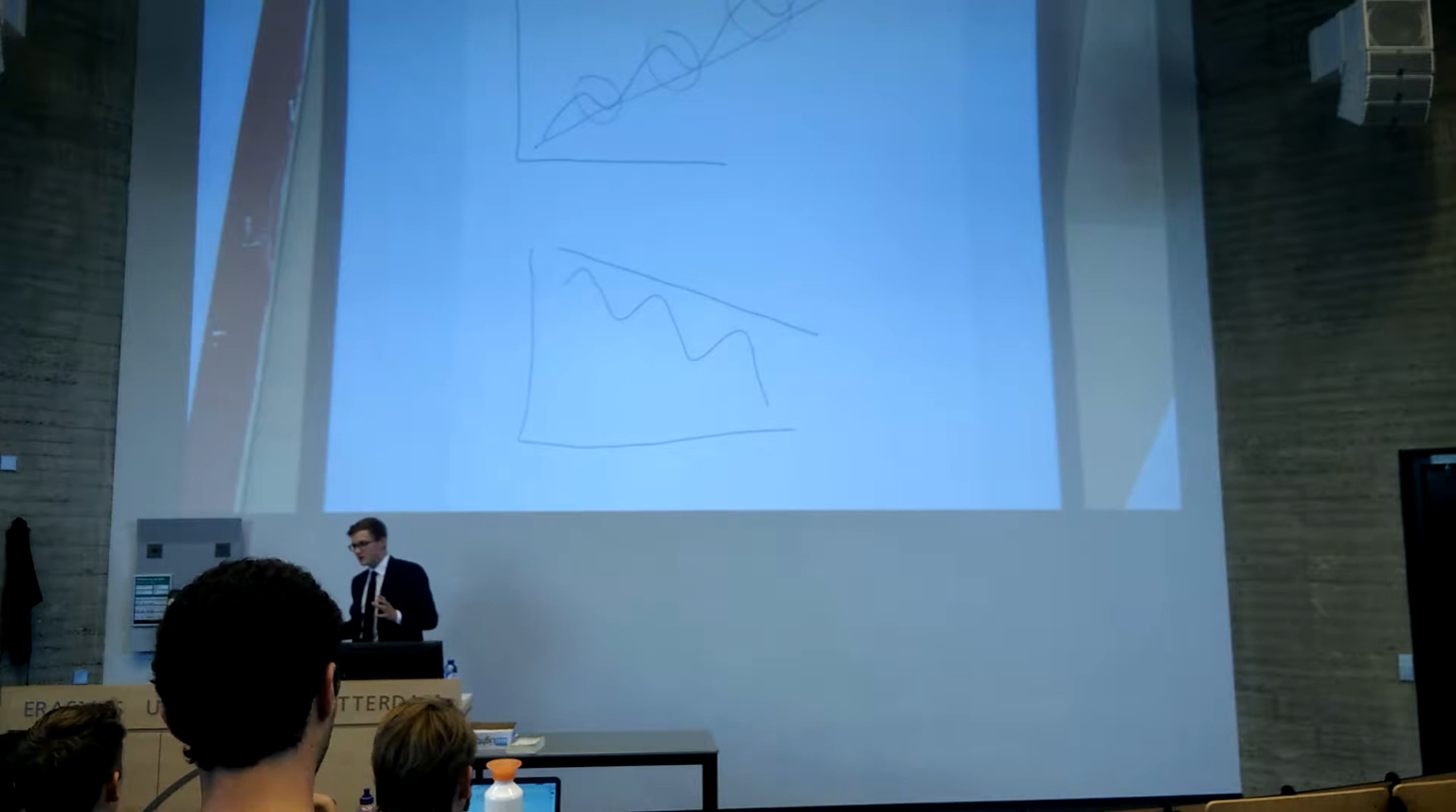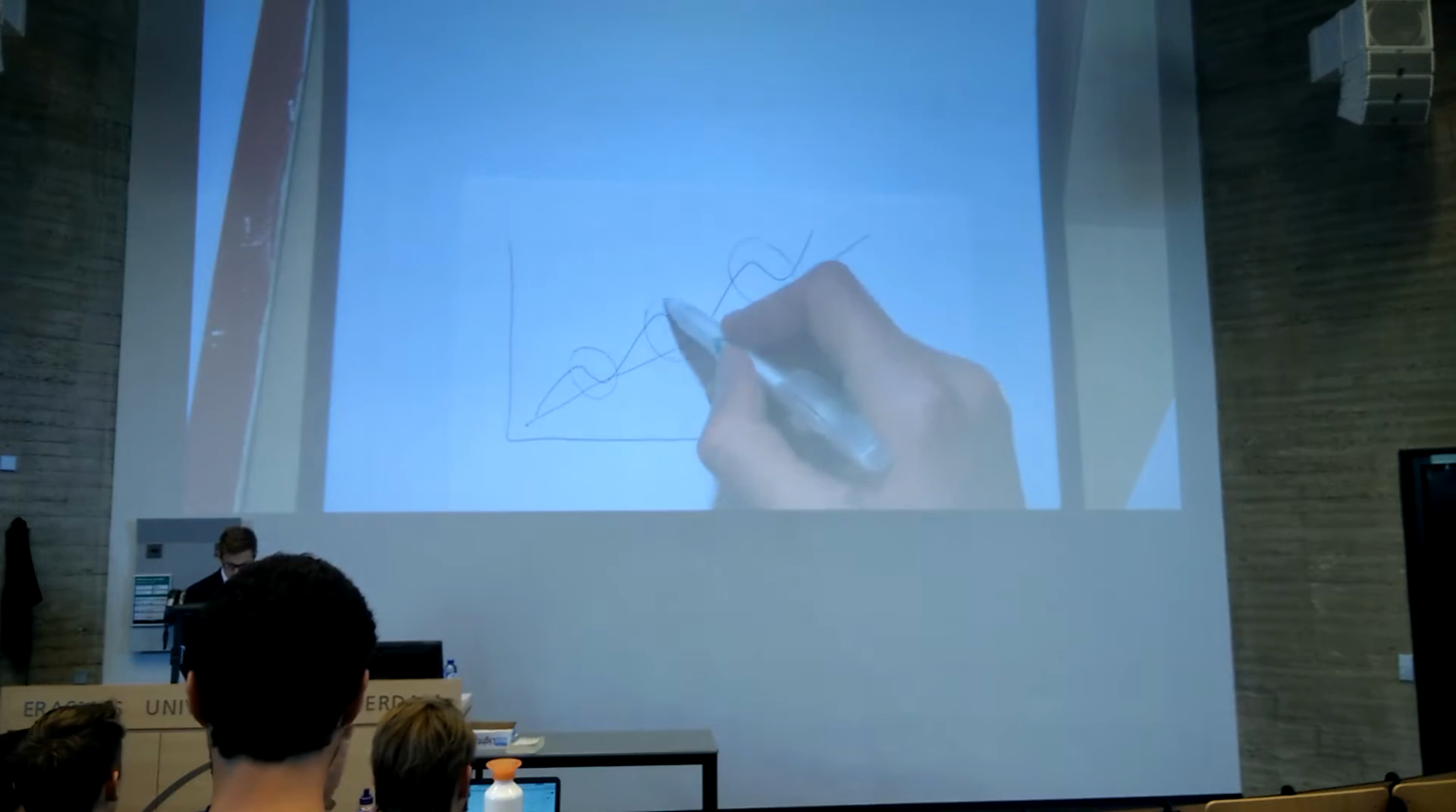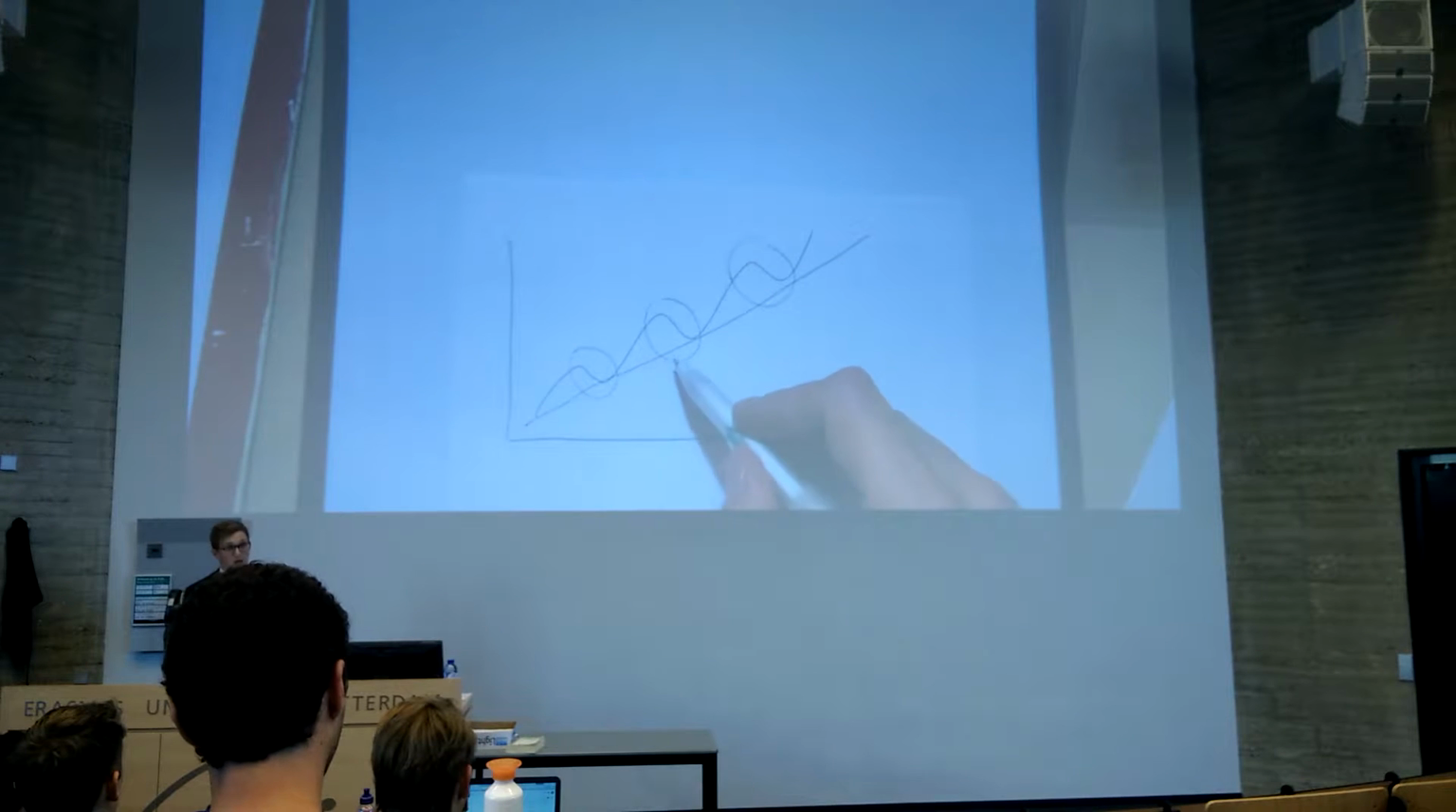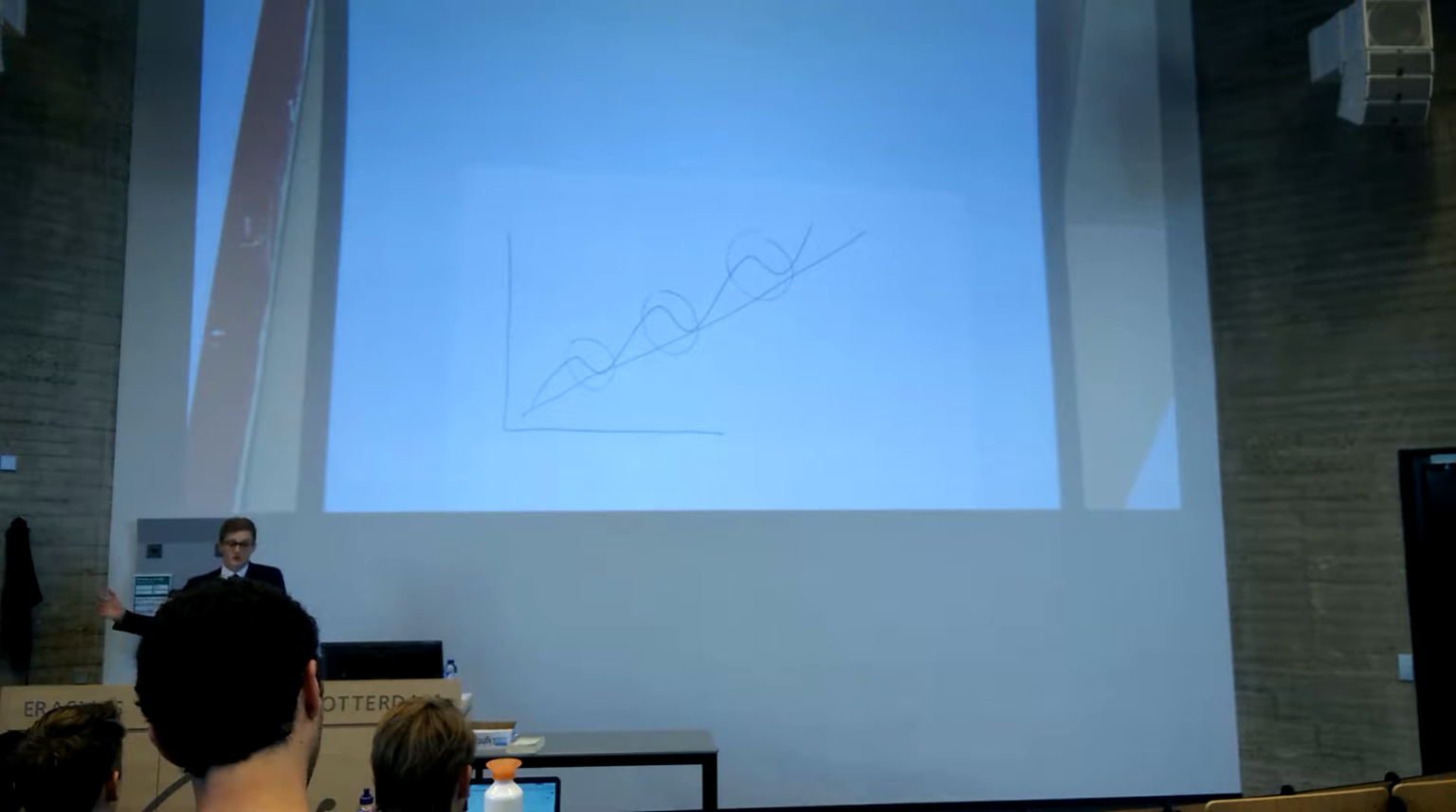And we have different kinds of patterns. We have continuation patterns and reversal patterns. Continuation patterns show that the trend is going to continue. So, for example, we could find a pattern somewhere over here while the trend is going up, and after that pattern, the trend is going to continue.